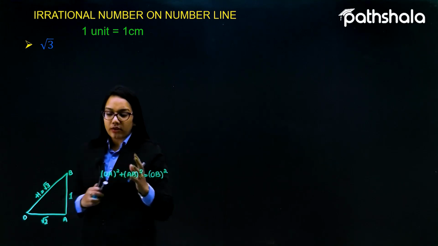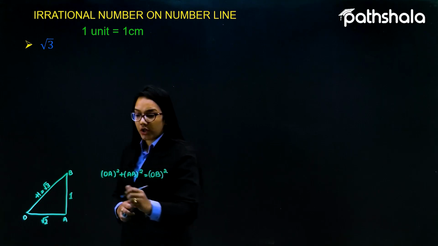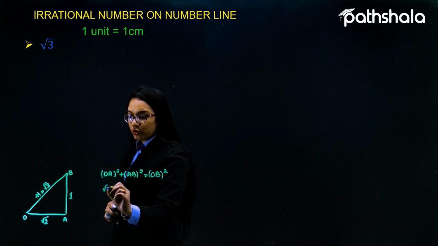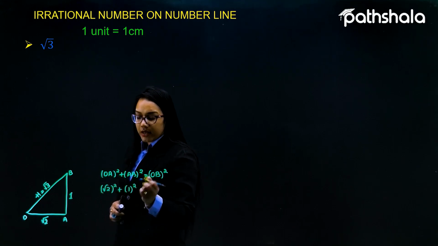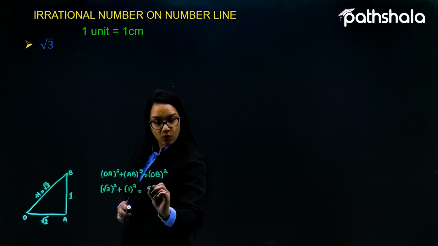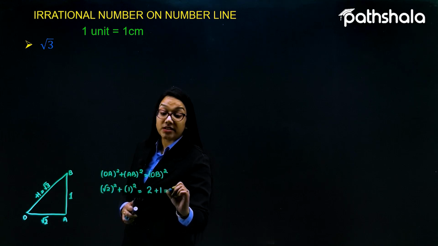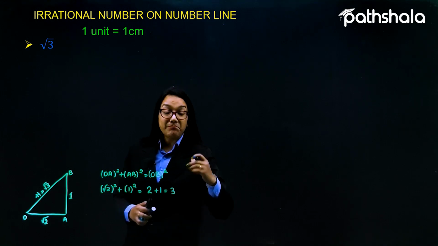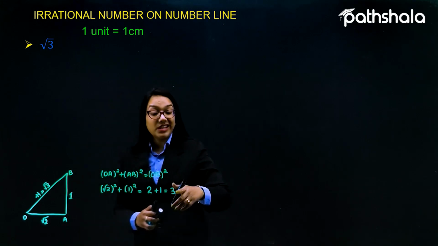Let's plug in all the values and see if it comes out to be equal to root 3 or not. If I take OA as root 2 whole square and AB as 1 square, let's solve. Root 2 square is obviously 2, plus 1 square is 1, so it is equal to 3.